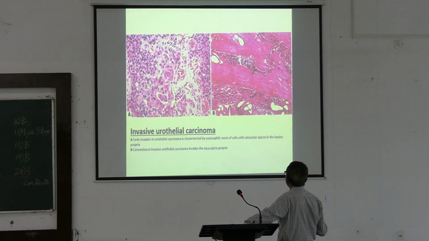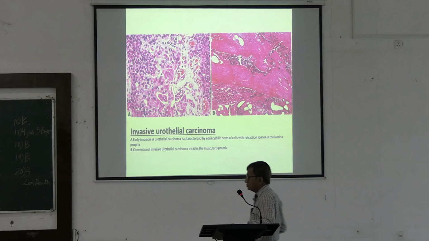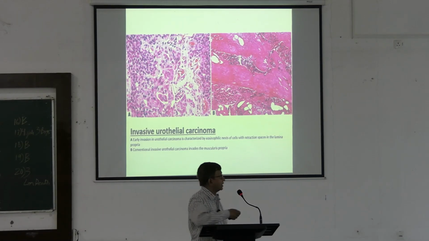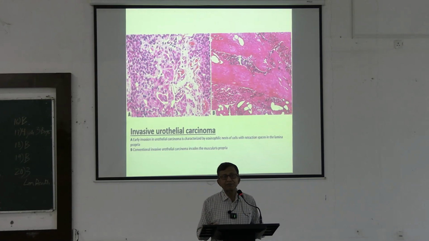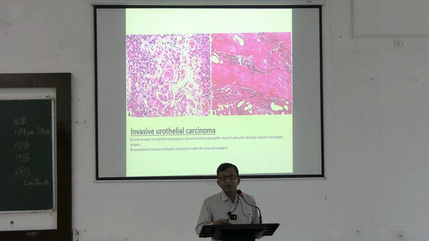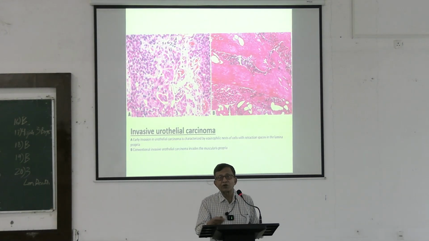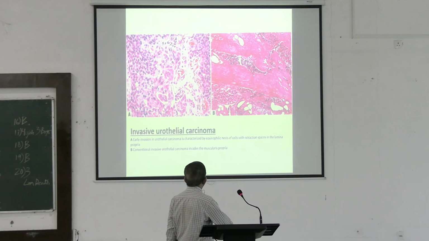What are these? These are bladder wall muscle tissue, bladder muscles. So if the cancer cells have gone inside the muscle, we call it invasive. If it does not invade inside the muscle, we call it non-invasive. In invasive, we have to remove the whole of the bladder. In non-invasive, we don't have to remove the bladder. So these are the cancer cells. Here, in between muscles, there are cancer cells.